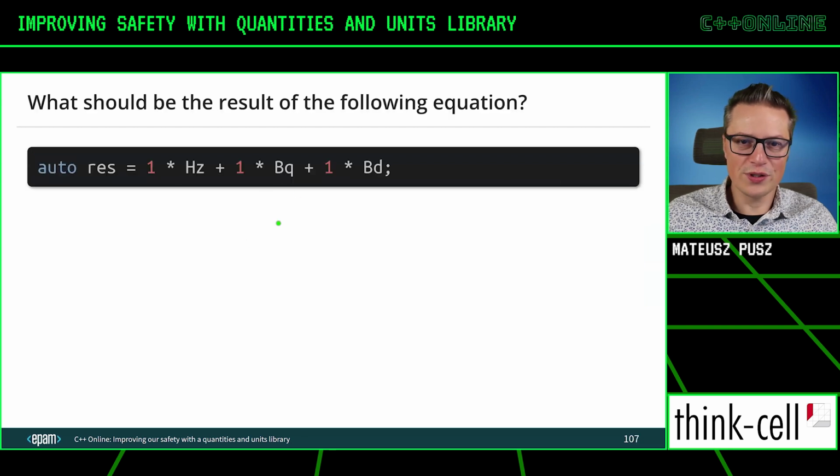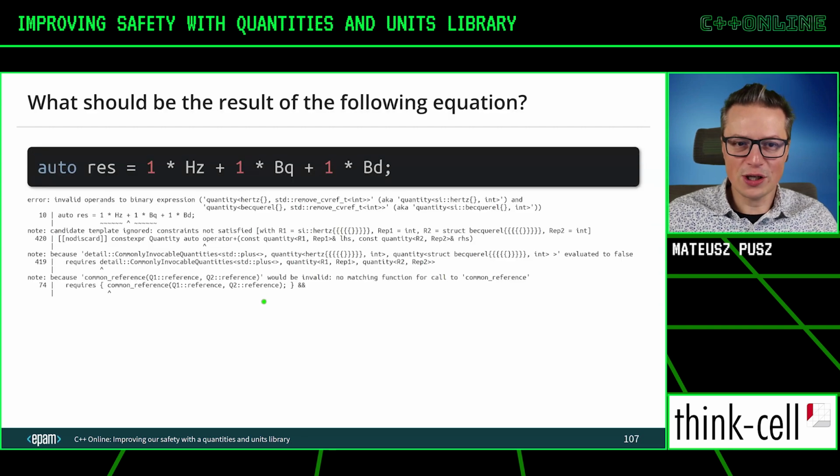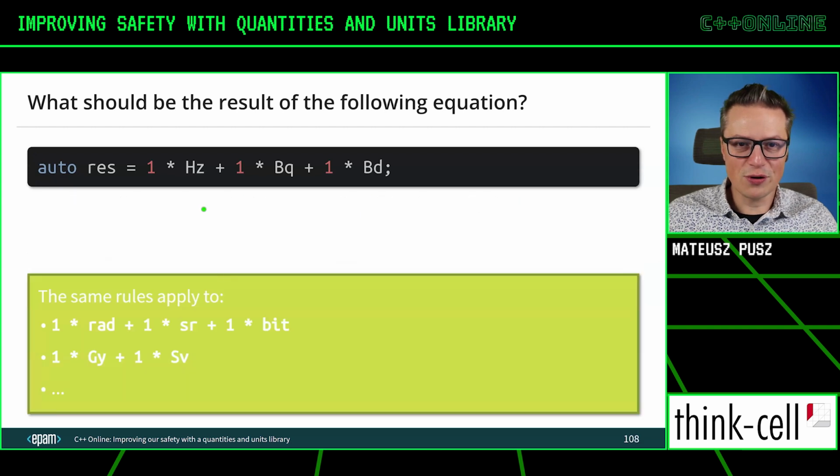And then if you do this in mp-units, you get a compile time error like this one stating that those quantities are not compatible with each other, they have different kinds, and they should not work. And the same rules apply not only to this case, but also to things like radian plus steradian plus 1 bit, or gray plus sievert. All of those are problematic for other libraries as well.